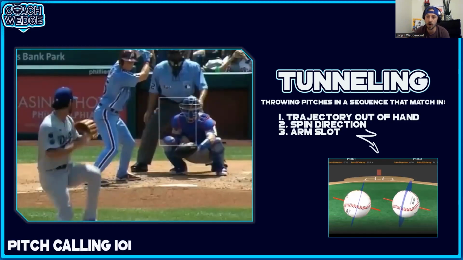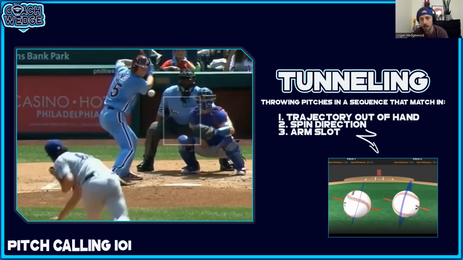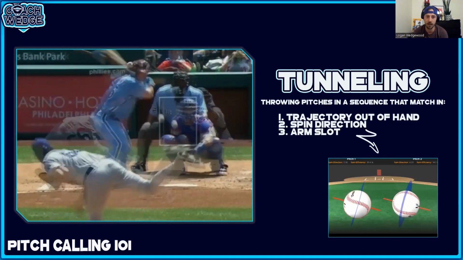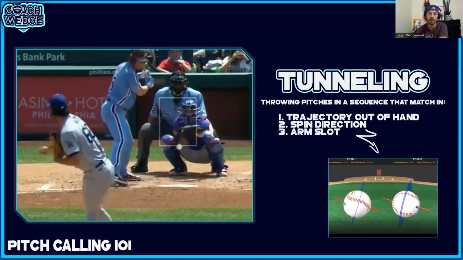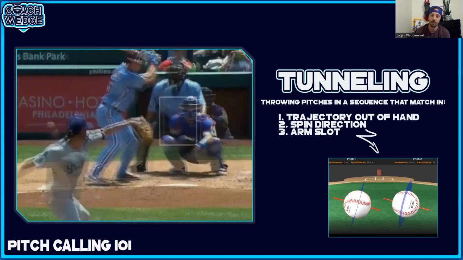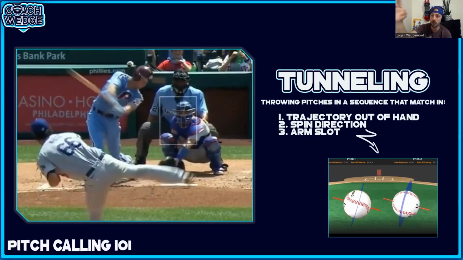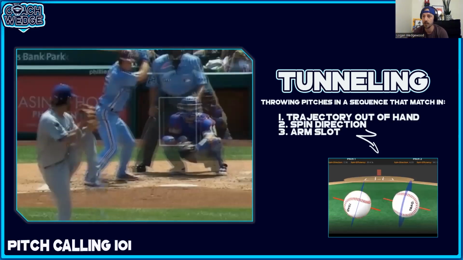The other thing is the arm slot. If you throw a fastball from here and then a breaking ball from the side, that gets pretty easy to see after a while. It might work for a little bit, but it's not going to work forever, and eventually hitters are going to be able to lock in on that. So it's really important to understand that you can have multiple arm slots, but those aren't likely to work together.